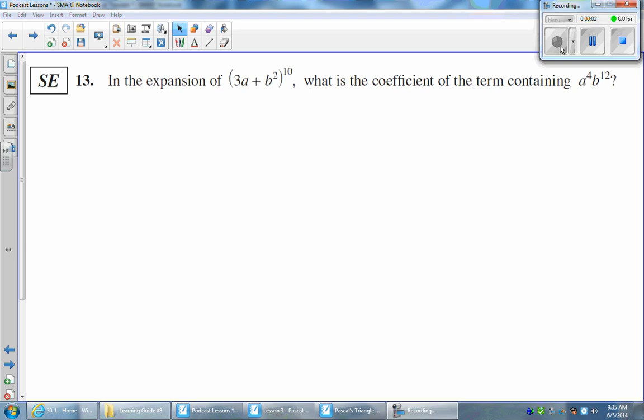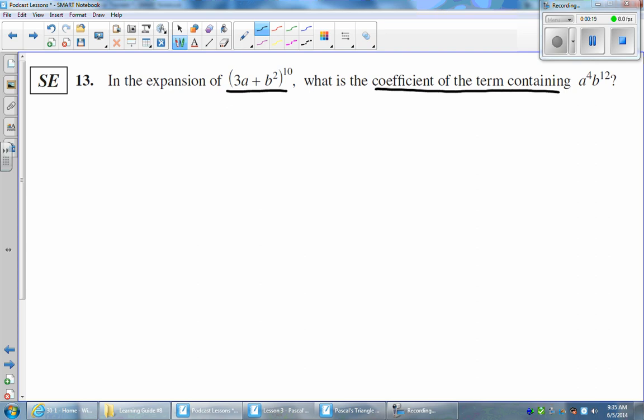All right, so here's another question where we have to use the general term formula to find a specific term in a binomial expansion. So I took this question from an actual diploma exam. In this question, we want to find, in the expansion of (3a plus b squared) all to the power of 10, what is the coefficient of the term containing a to the power of 4 and b to the power of 12. So this is considered a standard of excellence question because of the level of difficulty.